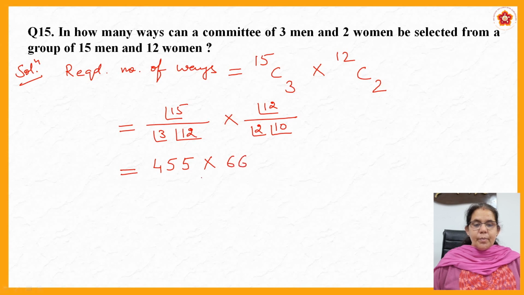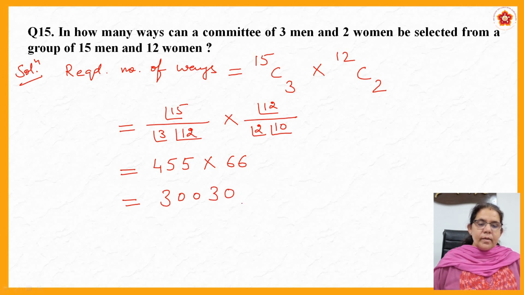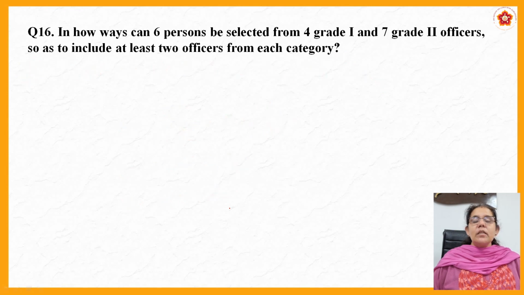So when we solve it, we will be getting 455 here, and here we will be getting 66. Multiply these two numbers and you will be getting the answer 30,030. So the number of ways in which we can select a committee of 3 men and 2 women from a group of 15 men and 12 women is 30,030.